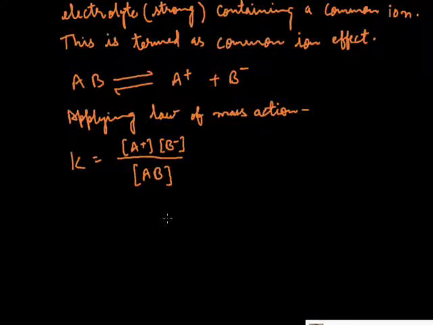If now another electrolyte furnishing A plus or B minus ions is added to the above solution, it will increase the concentration of either A plus ions or B minus ions. Then in order that K may remain constant, the concentration of AB must decrease. Hence the equilibrium will shift to left hand side.